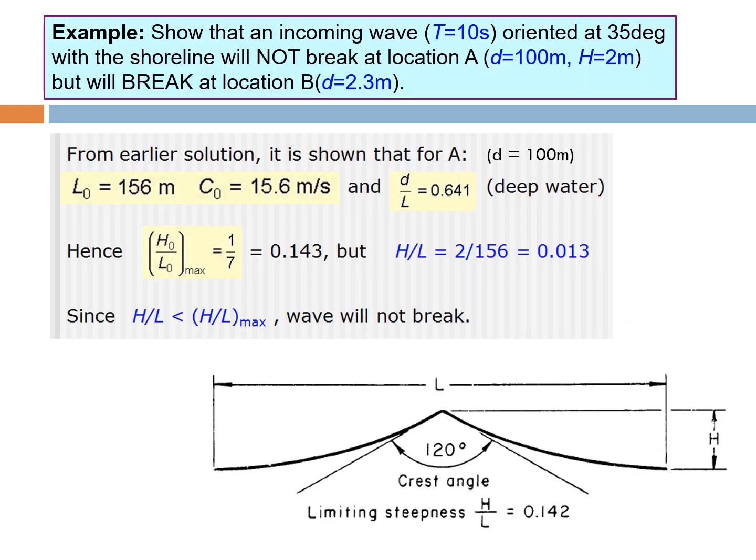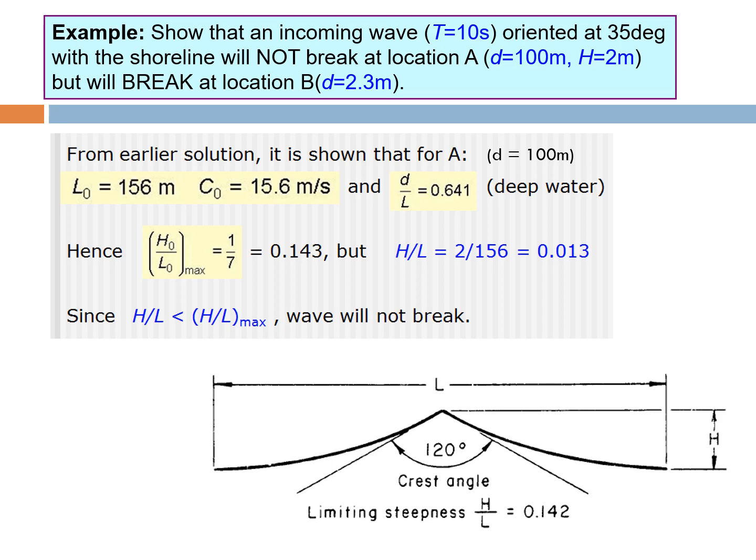Let's look at this example. Show that an incoming wave with a wave period of 10 seconds oriented at 35 degrees with the shoreline will not break at location A, which is given by a water depth of 100 meter and a wave height of 2 meter, but will break at the location B, which has a water depth of 2.3 meter. So this problem is again a continuation from our earlier discussion.